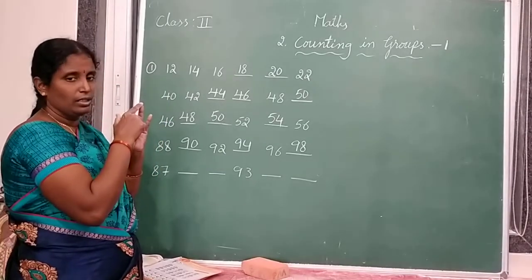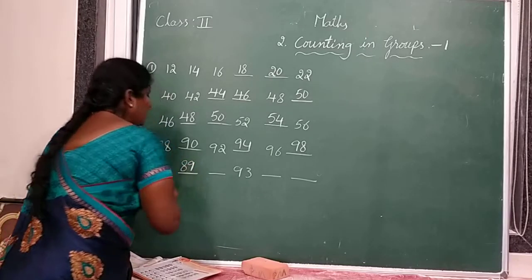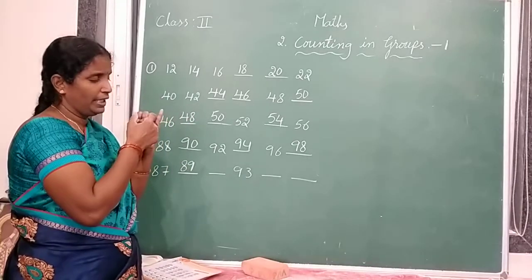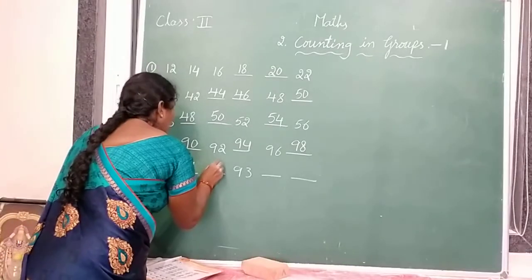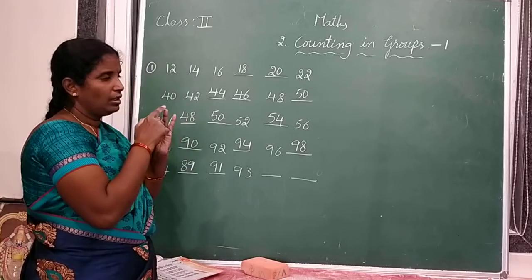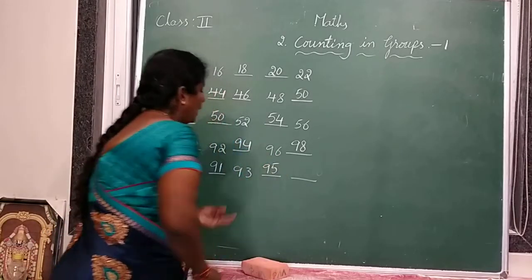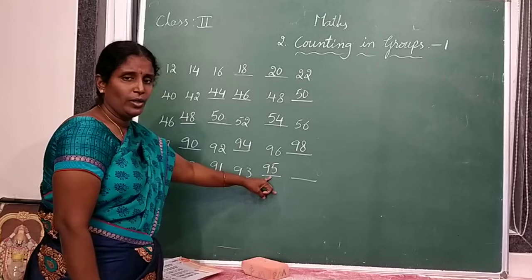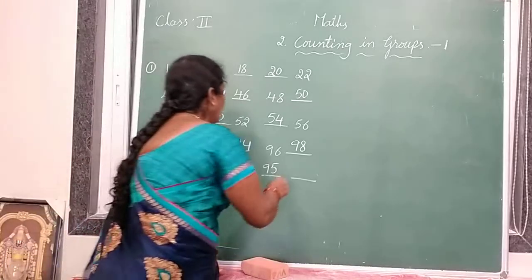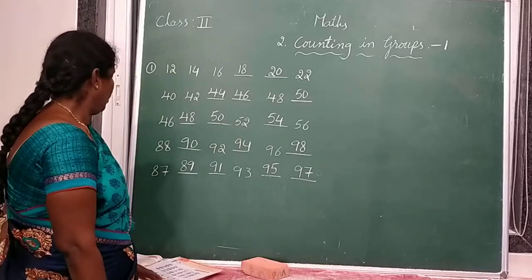Next 87. Open 2 fingers. After that 88, 89. So what will come here? 89. Next 89. After 89 is 90, 91. 91. This is 93. After 93 is 94, 95. This is 95 now. After 95 is 96, 97. So it is 97. Okay children. So once check the answers.